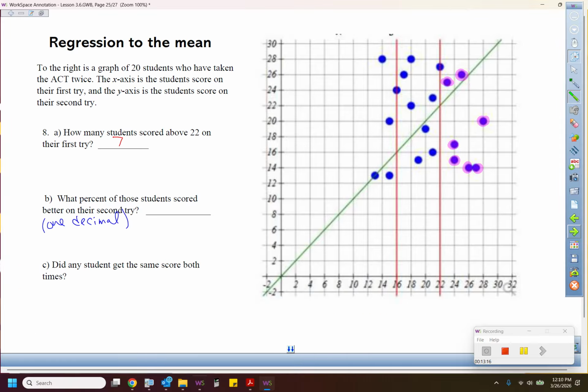So let's try it on a problem right here. Regression to the mean. These are kind of hard to understand. Somebody's taken the ACT 2 different times. On the x-axis, this is their first score. And on the y-axis, this is their second score.